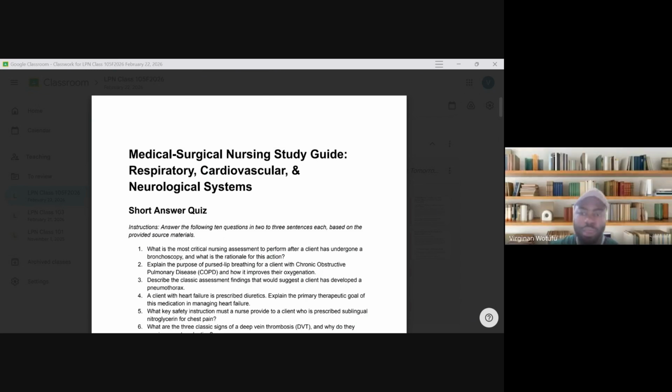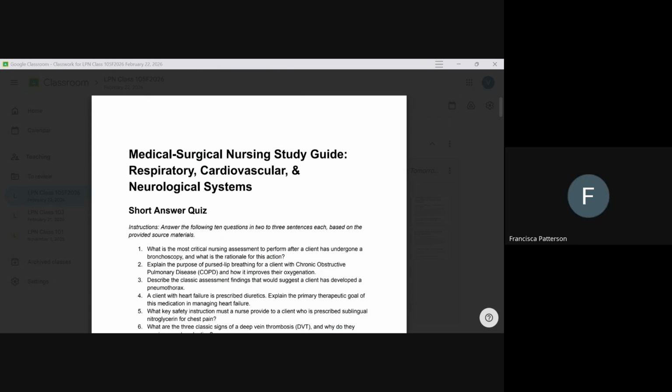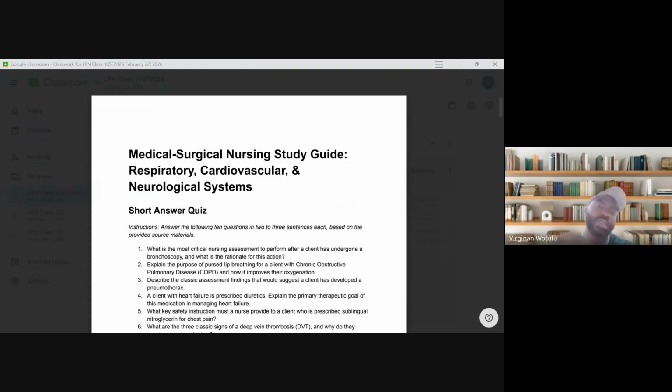Okay, question one reads: what is the most critical nursing assessment to perform after a client has undergone a bronchoscopy, and what is the rationale for this action? I think as we said earlier, you check for the gag reflex to ascertain the risk for aspiration. Okay, that's correct. Perfect. Like we discussed earlier, you check for gag reflex to ascertain the risk of aspiration.